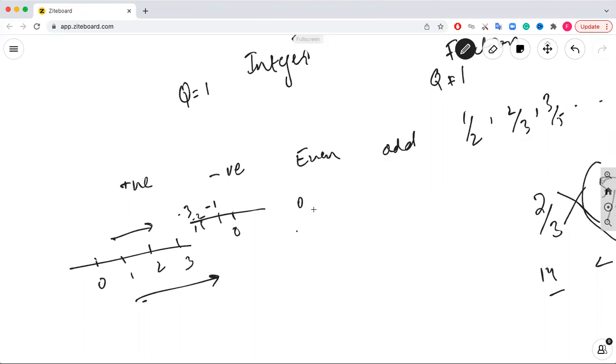Even integers are integers that are divisible by 2. We have 0, 2, 4, 6, 8. All of these are divisible by 2. When we divide by 2, the remainder is 0. These can be negative as well, -2, -4, and so on. In case of odd integers, we have 1, -1, 3, 5, and so on. If we divide these by 2, the remainder is always 1, right? Everything is clear till now?